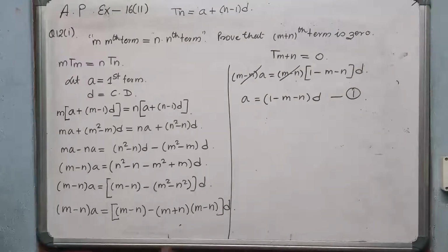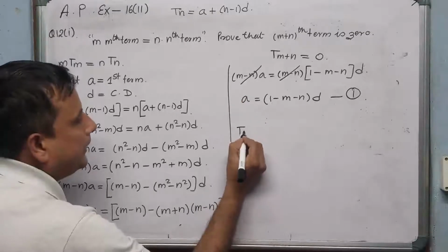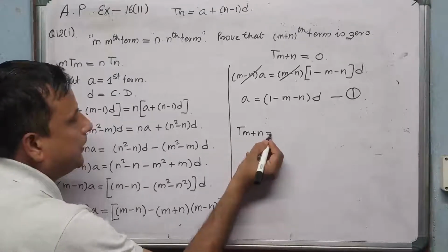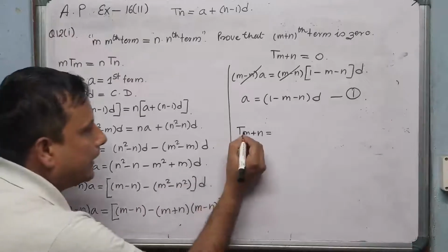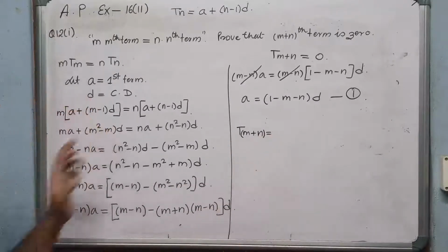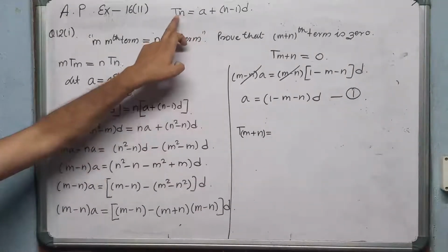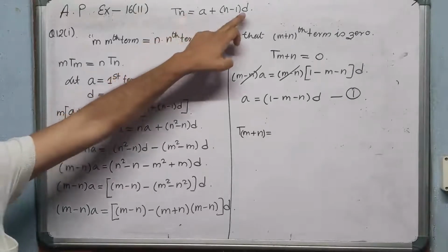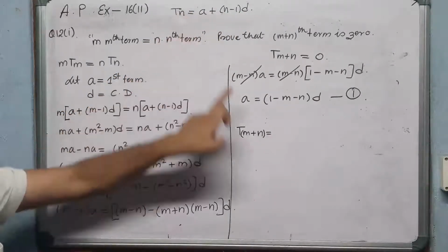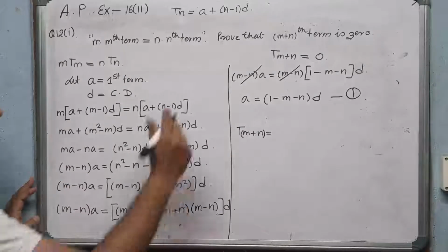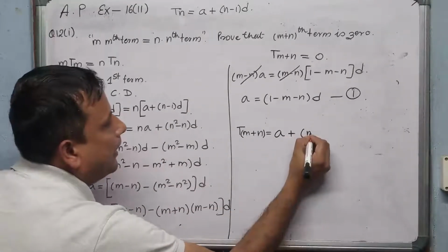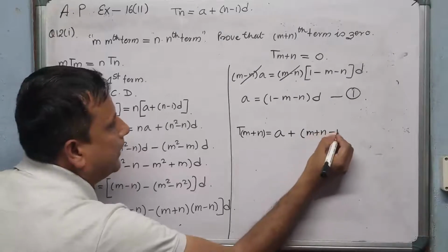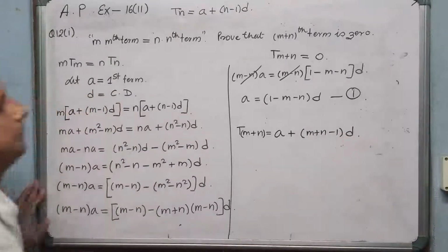Now I'll try to prove that T(m plus n) is equal to 0. Over here, in T(m plus n), n is m plus n. The same formula I'm going to use: Tn is a plus (n minus 1) into d. But over here n is m plus n, so it will be a plus (m plus n minus 1) into d.